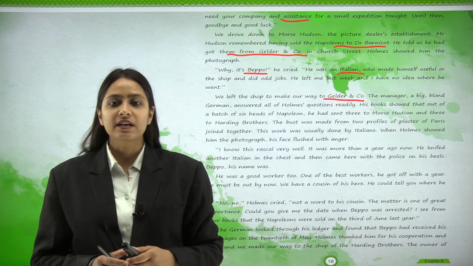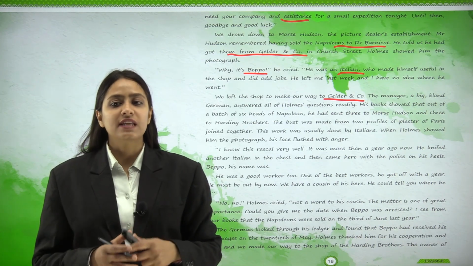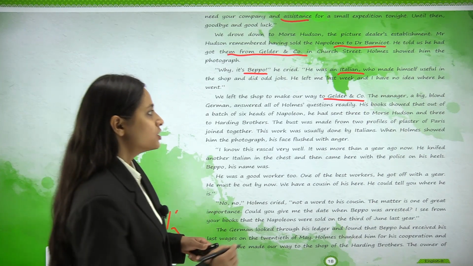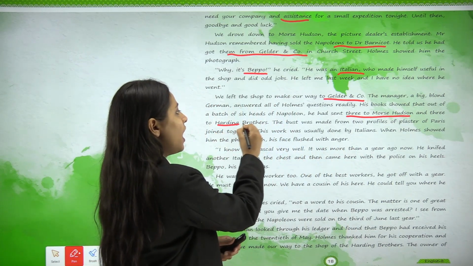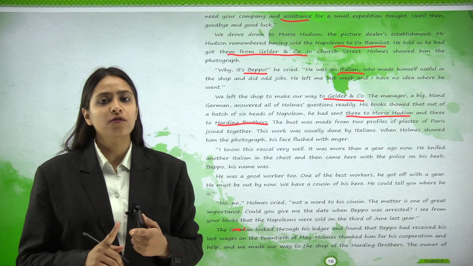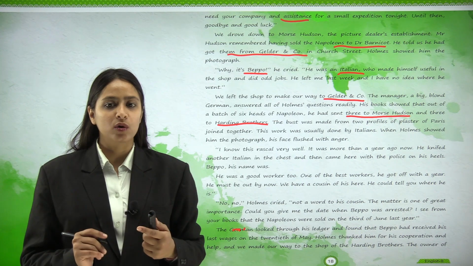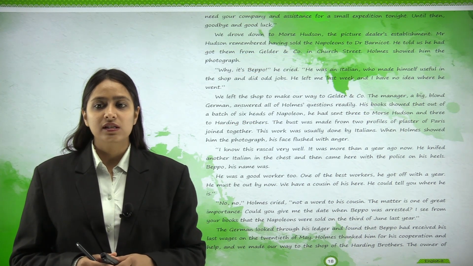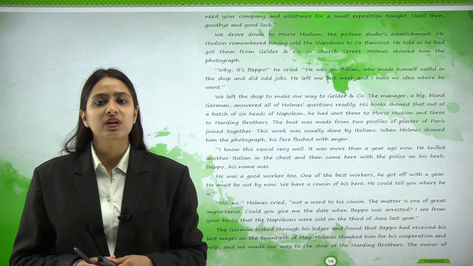His books showed that out of a batch of 6 heads of Napoleon, he had sent 3 to Morris Hudson and 3 to Harding Brothers. So out of 6, he sold 3 busts of Napoleon to Morris Hudson and 3 to Harding Brothers. The bust was made from 2 profiles of plaster of Paris joined together. This work was usually done by Italians.